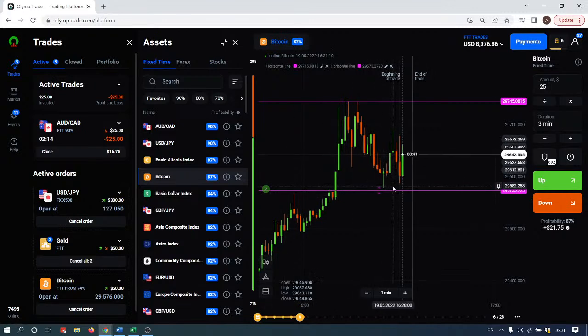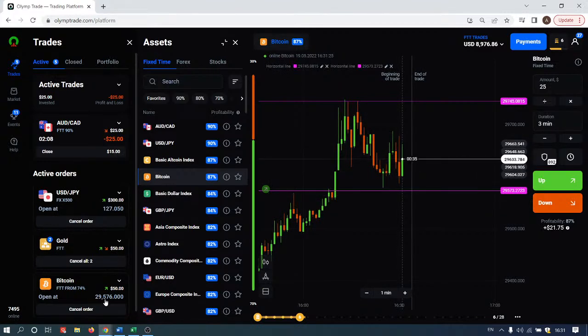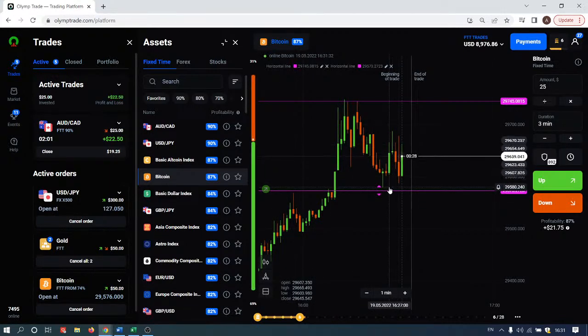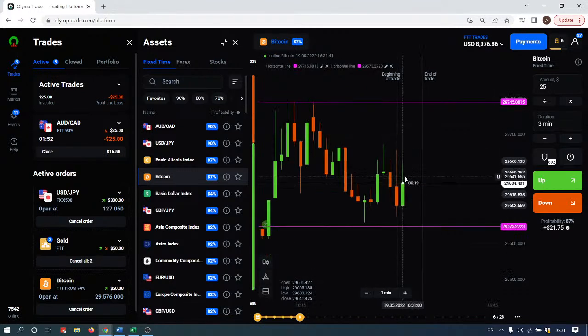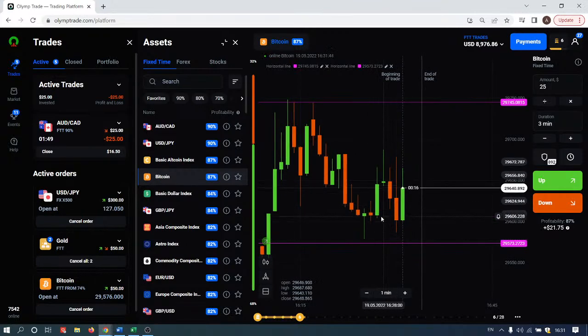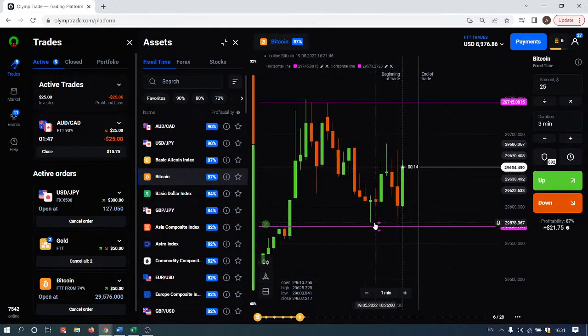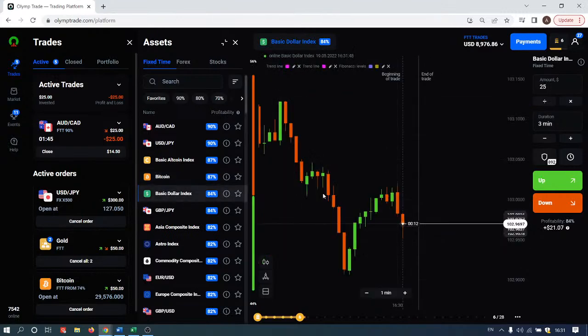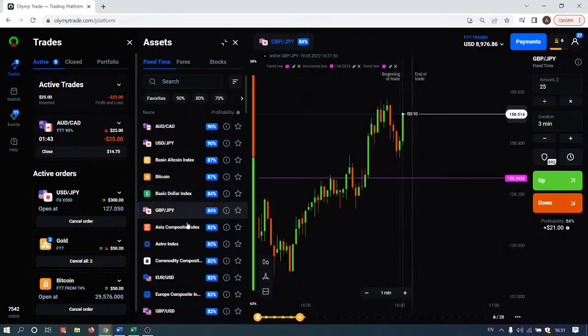Oh wow, so I was a little bit greedy. I placed my pending order at 29,576, but the lowest price, I think, was here at 79. So that's why this trade didn't turn. This pending order didn't turn into a trade, unfortunately, because that would have been a winning trade by now already.